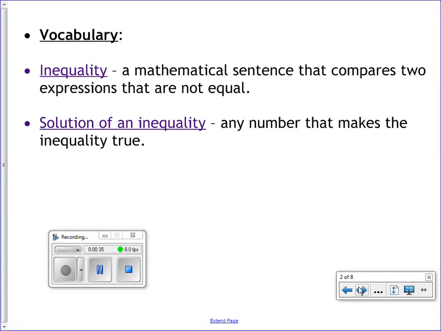Vocabulary in this lesson is, first of all, inequality, and that is simply a mathematical sentence that compares two expressions that are not equal. A solution of an inequality is any number that makes the inequality true.